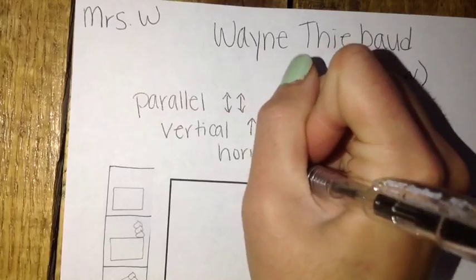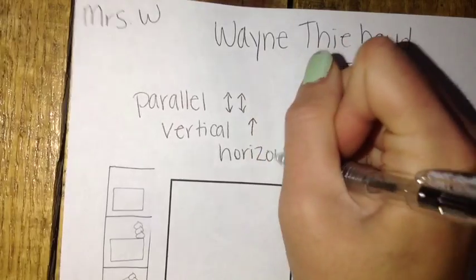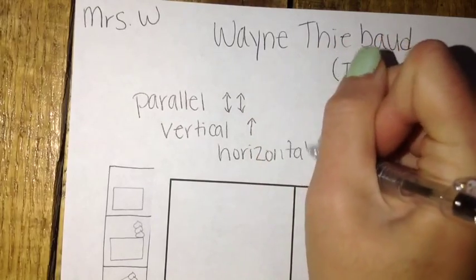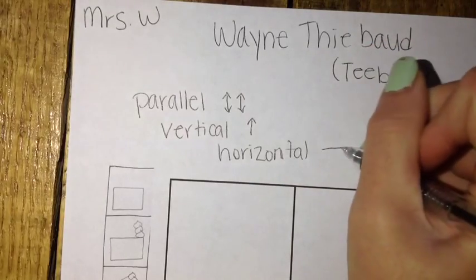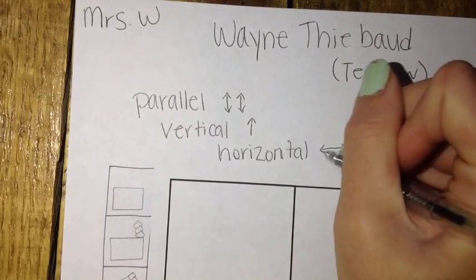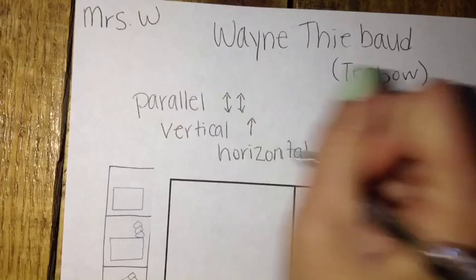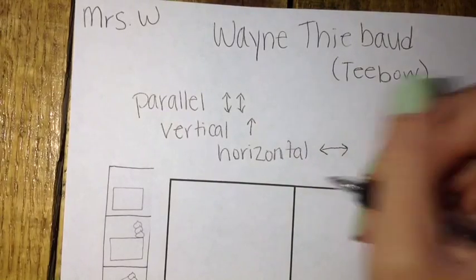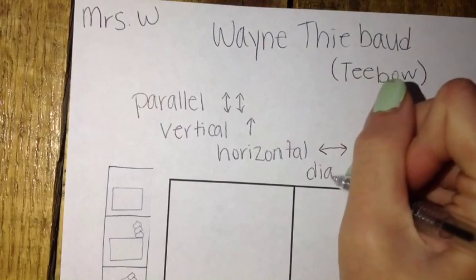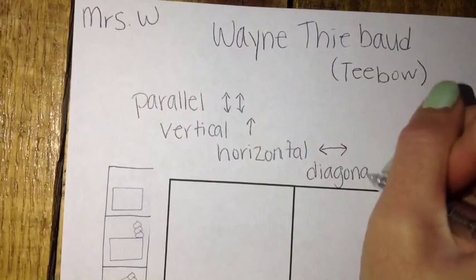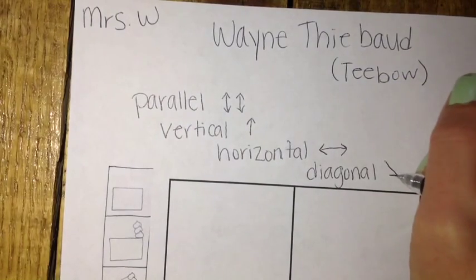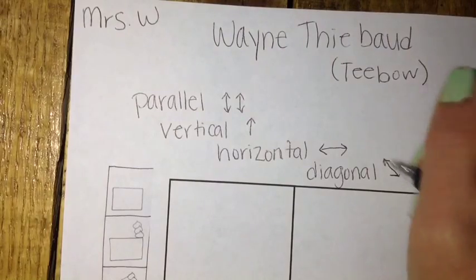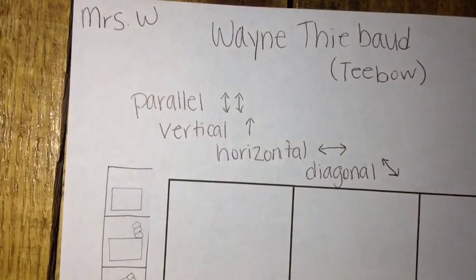Horizontal is another word you will want to remember. And that means that our lines are going across our paper. Horizontal, okay? And then one other word you could write down is diagonal. And this is the direction of our lines if it's going diagonally, okay?